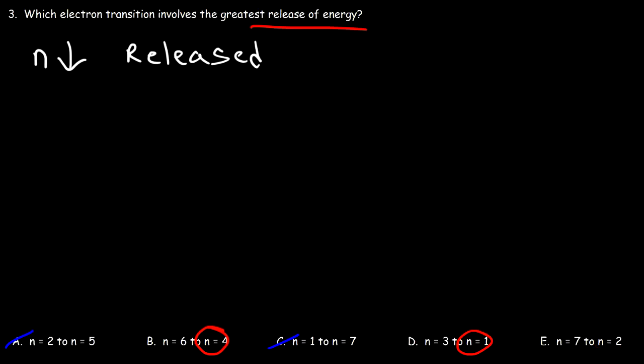And it really doesn't depend on the difference between the energy levels. If you pick E as an answer, it's not correct. If you're thinking that because 7 to 2 is a difference of 5, that must be greater than 3 to 1, which is a difference of 2, it's not going to work out that way. Now, instead of drawing a circular orbit, I'm going to draw a horizontal line to represent the energy levels.